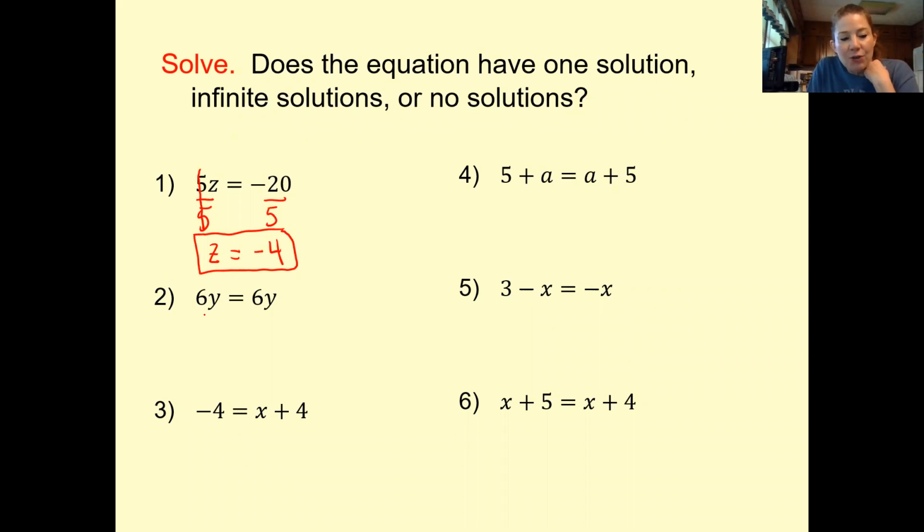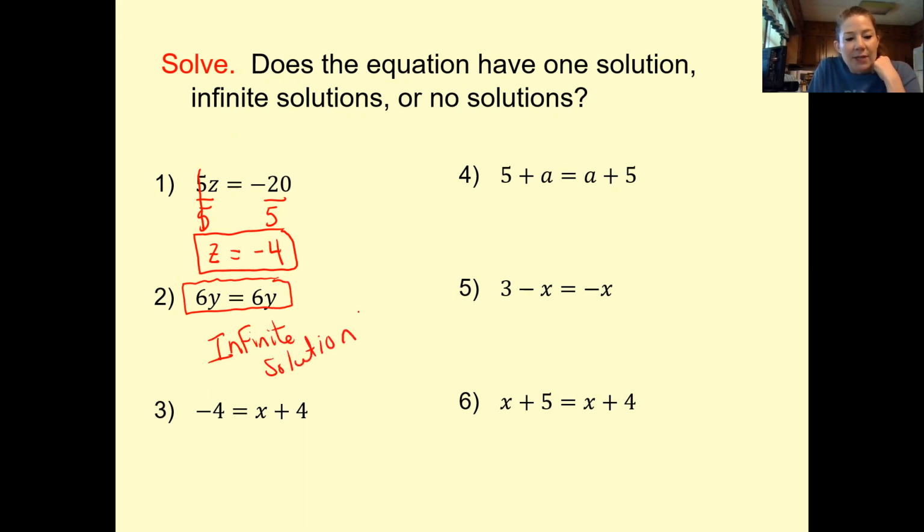All right, number 2, if I tried to divide both sides by 6, I would end up getting y equals y, but I don't even have to do that, because when I notice they are exactly equal to each other, I don't really need to go any further. I know that there is an infinite number of solutions.